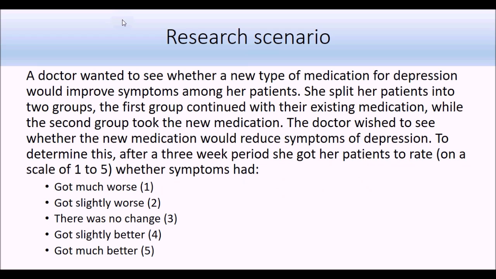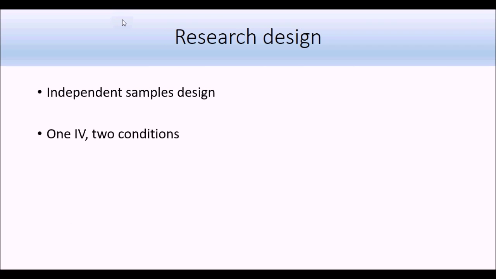In this research scenario, a doctor wanted to see whether a new type of medication for depression would improve symptoms among the patients. So she split the patients into two groups. The first group continued with existing medication, while the second group took a new type of medication. And the doctor wanted to see whether the new medication would reduce symptoms of depression. To determine this, after a 3-week period, she got her patients to rate on a scale of 1 to 5 whether symptoms had got much worse, slightly worse, whether there was no change, whether they'd got slightly better, or whether they got much better.